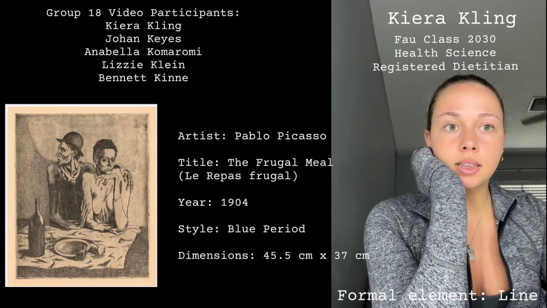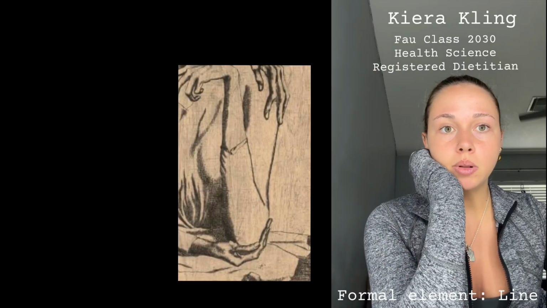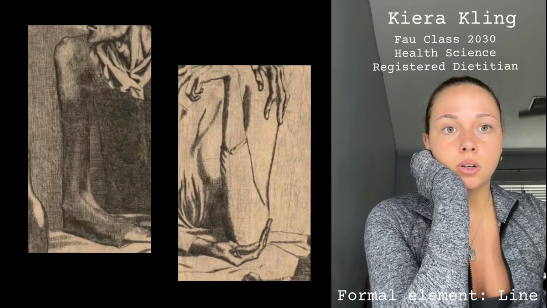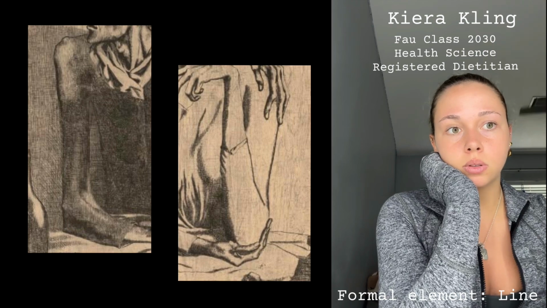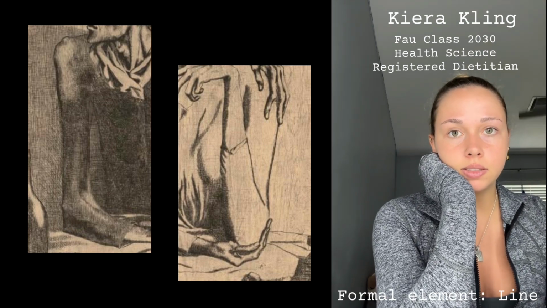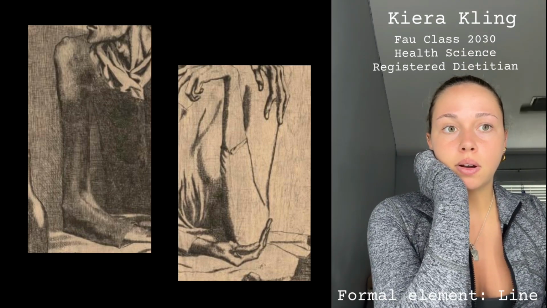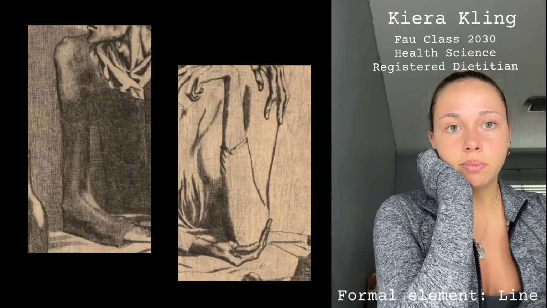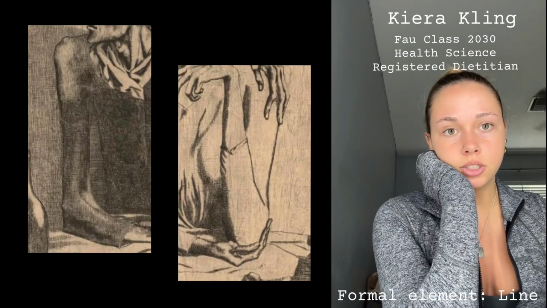In the art, the thin lines emphasize how undernourished the people are. The curved lines on their arms, and specifically their shoulders, show vulnerability and exhaustion from not receiving enough food. The usage of rough lines really emphasizes the harshness of hunger and being undernourished.